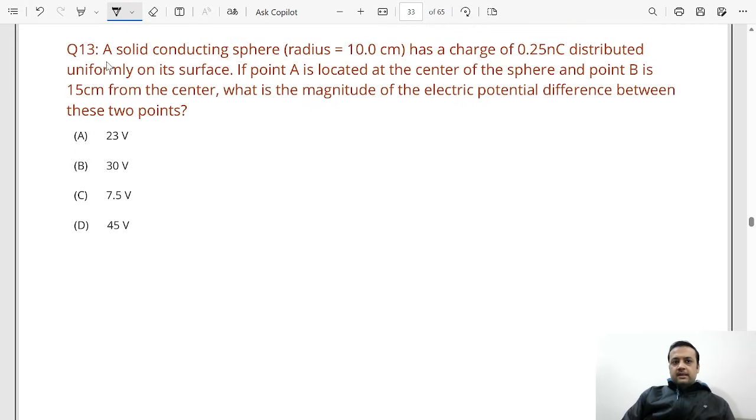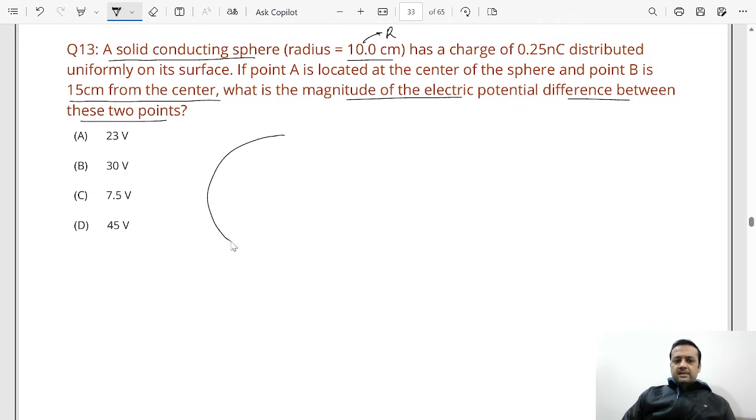Here this is a solid conducting sphere, radius is 10 centimeter. So let's say this is R as of now. It has a charge of 0.25 nanocoulomb distributed uniformly on its surface. If point A is located at the center of the sphere and point B is 15 centimeter from the center, what is the magnitude of electric potential difference between these 2 points?